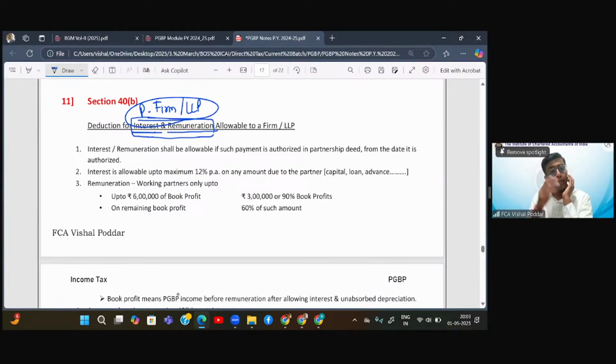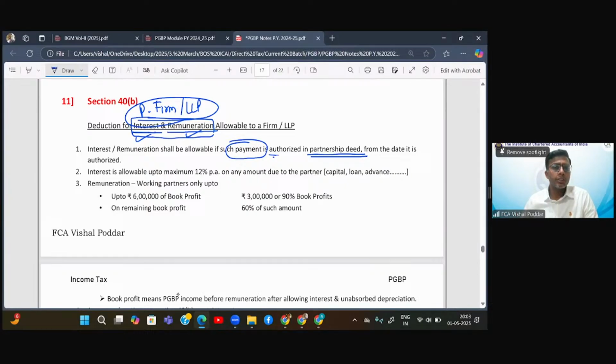Now, both are partners' income under the PGBP only. This we studied in section 28 itself. Now, we are studying this point from firm's perspective now, that whatever firm is paying to the partner in the form of interest or in the form of remuneration, whether it will be allowed as deduction to the firm, the answer is yes, subject to conditions what are given in this section, that is 40 clause B. What does 40 clause B say? If you want to take deduction of this interest or the remuneration, first ensure that this interest and remuneration payment is covered in your partnership deed.